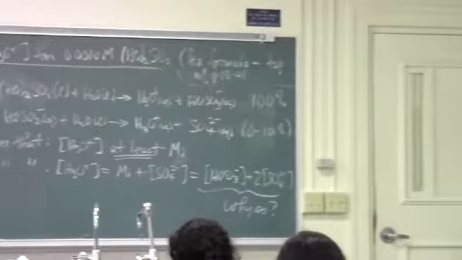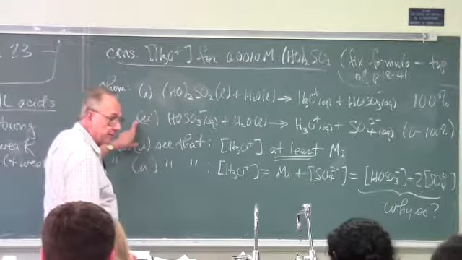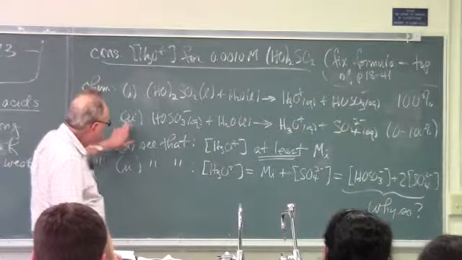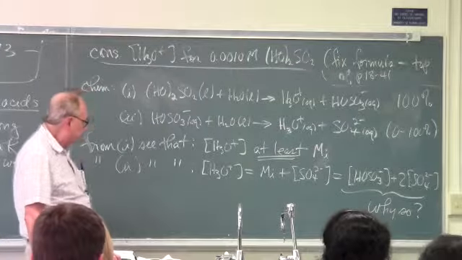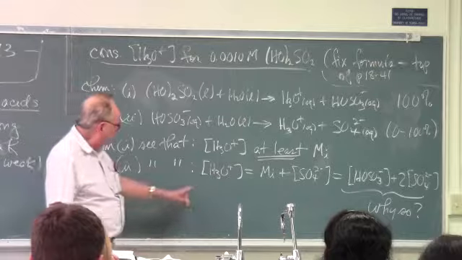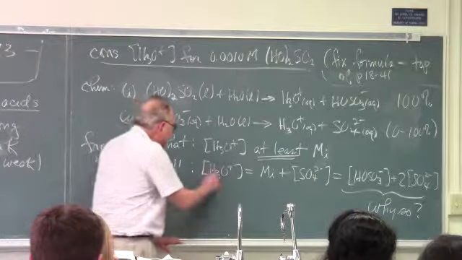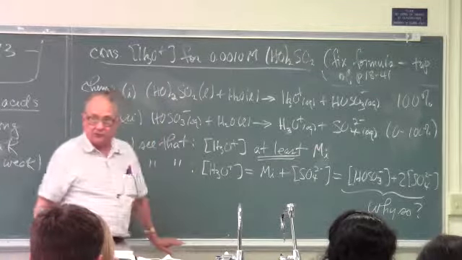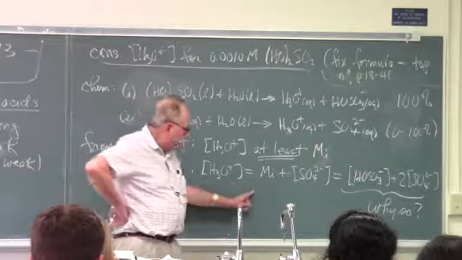Now then, what do we get from the second reaction? The ionization of hydrogen sulfate ion. We get the fact that the hydronium ion molarity is the sum of m sub I, the label on the bottle, plus the sulfate ion concentration. Do you see this?